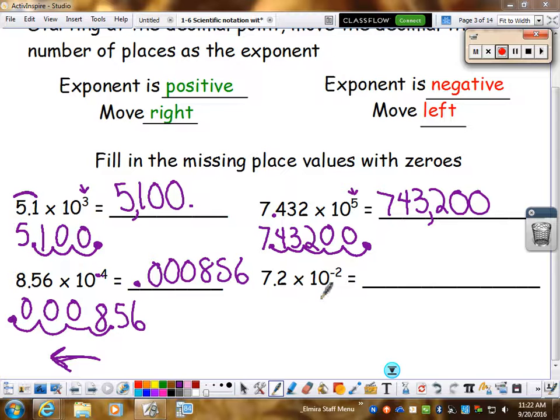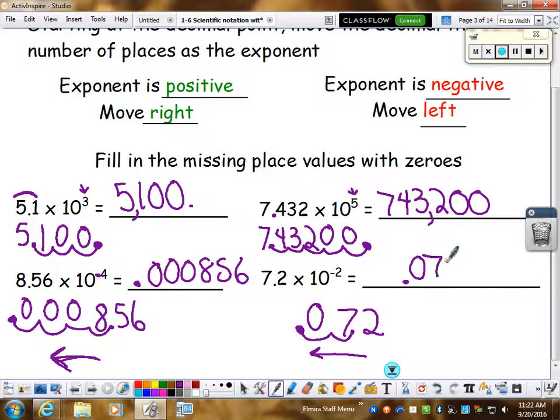Okay, and our last problem. Negative exponent, that means I'm moving my decimal this way to the left. So I'm going to give myself some room to move it. Alright, so here's my decimal. I'm going to move it 2 times. Here's my new decimal. I need one placeholding 0, 0.072.